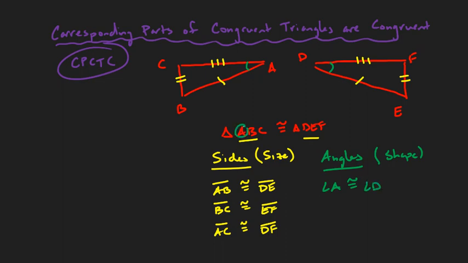Again, A and D are the first letter in the triangles, so they're going to be corresponding and congruent. We'll do the same thing with angle B. I'll put 2 arcs down here and angle E. And the same thing with angle C and angle F. I'll put 3 there and 3 there. So this is what we mean by corresponding parts of congruent triangles are congruent.